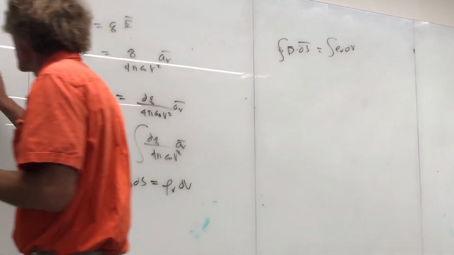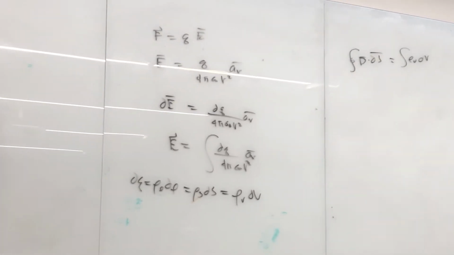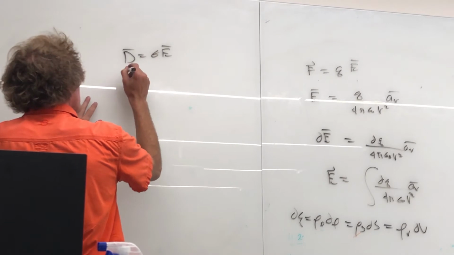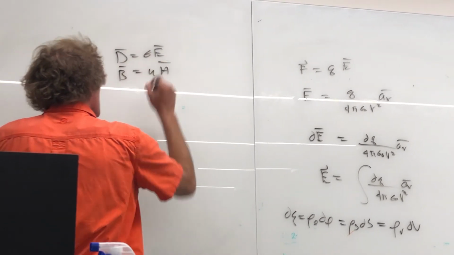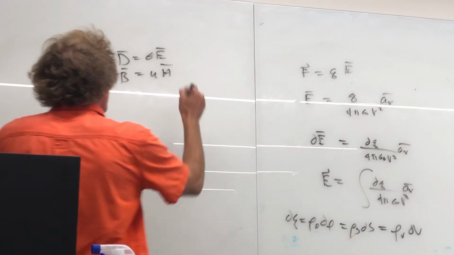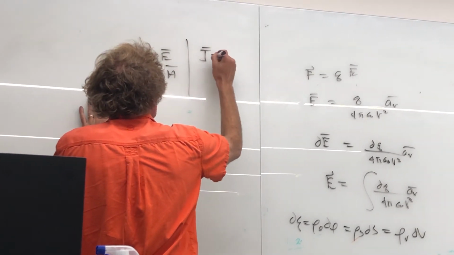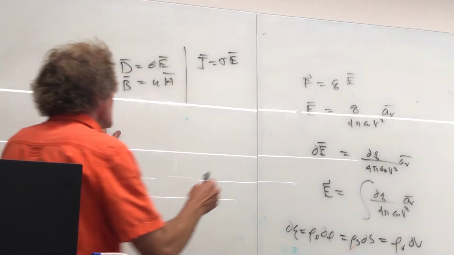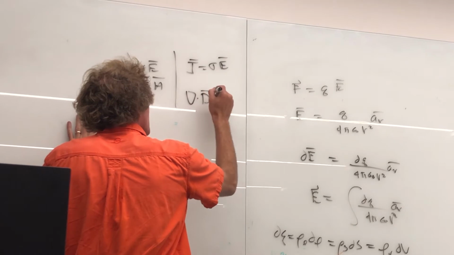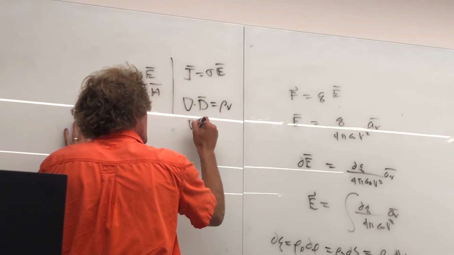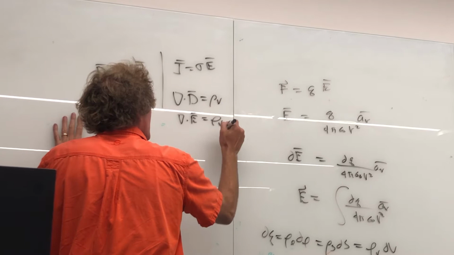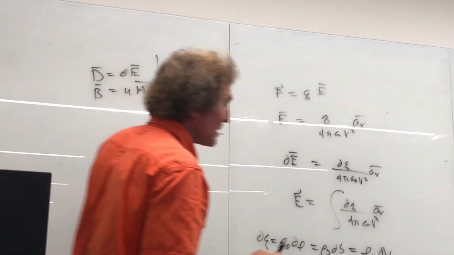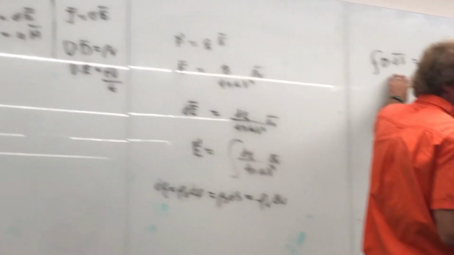Something else I didn't put up, but you have to know the coupling effect. D is equal to epsilon E, you have to know that, right? And you have to know B is equal to mu H; these are similarities. Then you also have to know that J is equal to sigma E. And one other thing: divergence of D is rho V, or the divergence of E is rho V over epsilon. This is Gauss's law and makes life easy.